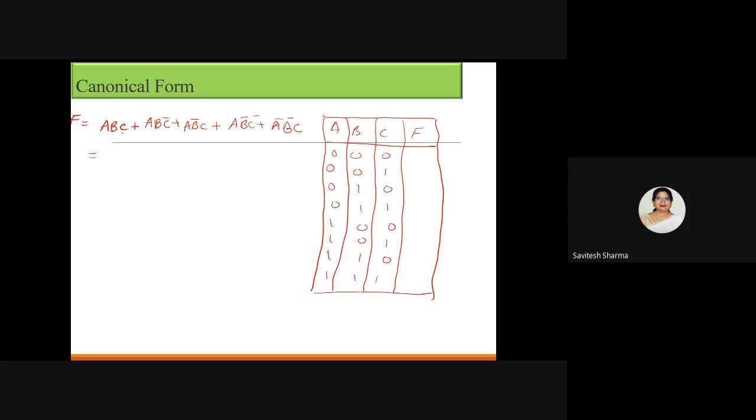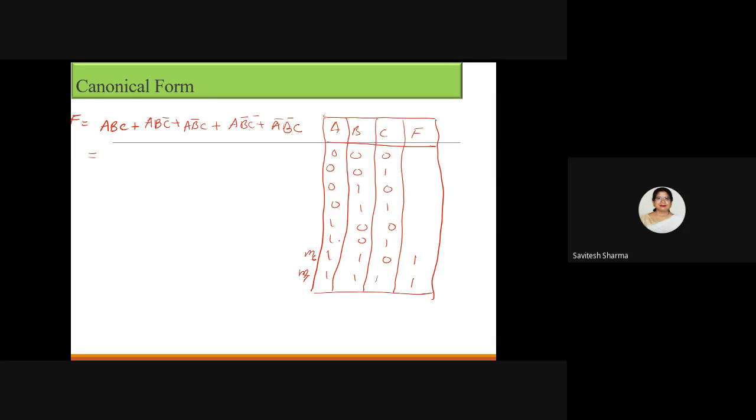It was 111. So you identify ABC, 111 is here. As this ABC is present in the function f, I will write 1 here. Okay, so it corresponds to what? Small m7. ABC bar means 110. So 110, you will write 1 here, and it corresponds to m6.